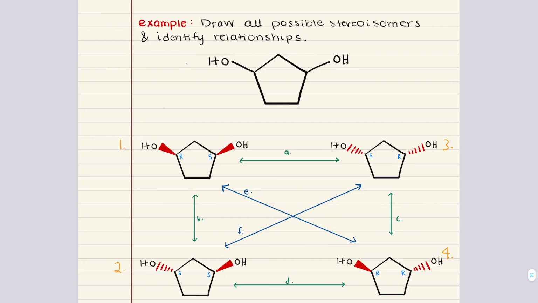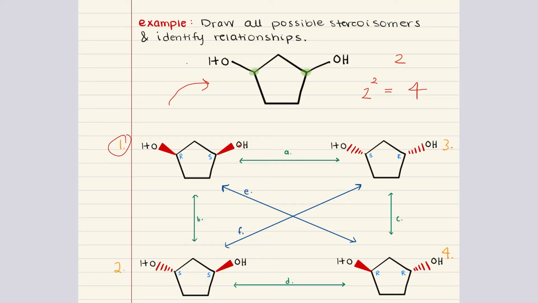This practice problem says, draw all of the possible stereoisomers and identify relationships between different pairs. So this is the molecule we're starting off with. Notice it has 2 chiral centers, which means it has 2 to the power 2 stereoisomers. It has a total of 4 stereoisomers. I have them drawn here, and they're numbered 1, 2, 3, and 4.